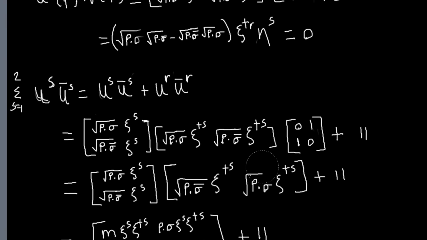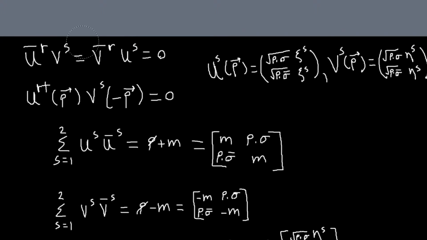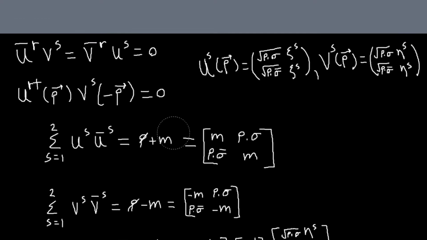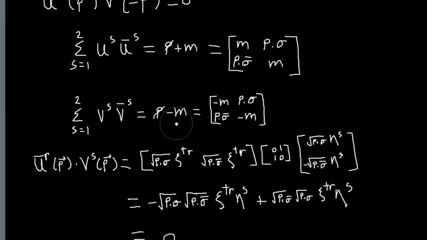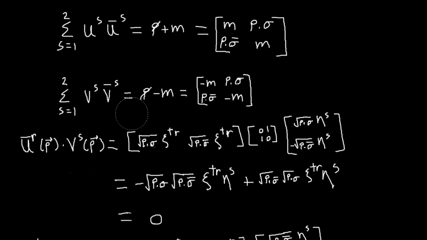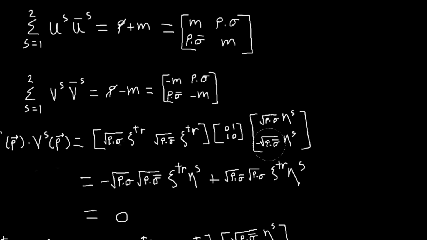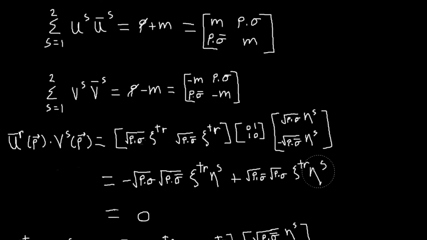First thing, I want to prove that ū contracted with v is 0, and similarly, v̄ contracted with u is 0. So we have our spinors here, and I'll come back to the other ones. To do that, all I have to do is take ū^r(p) dotted with v^s(p) and just write out what that is. It's almost immediate.